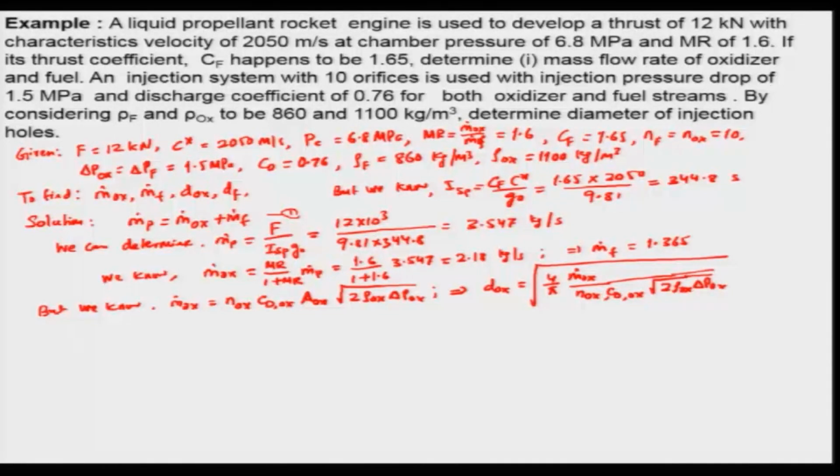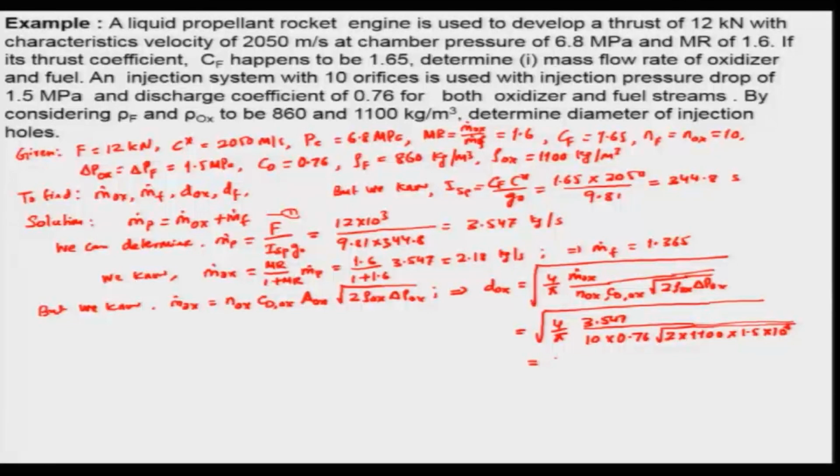So, root over of this, and if I substitute these values, all are given. 4 by pi, m dot oxidizer is nothing but 3.547, divided by 10 into C d of oxidizer 0.76, root over 2 into rho of oxidizer, which is 1100 kg per meter cube, into the pressure drop across the oxidizer, which is 1.5 megapascal, 1.5 into 10 power 6, and that gives 2.52 mm, millimeter.